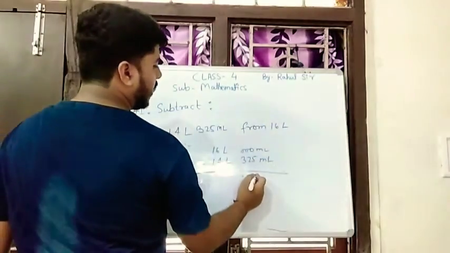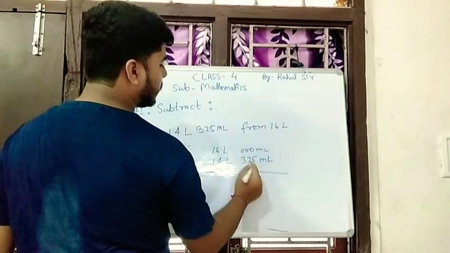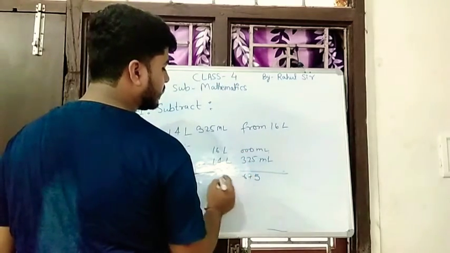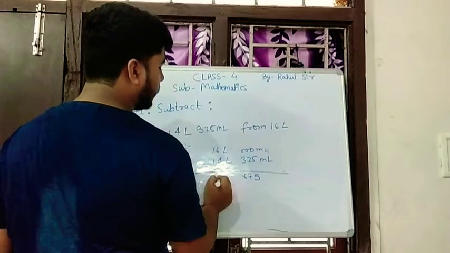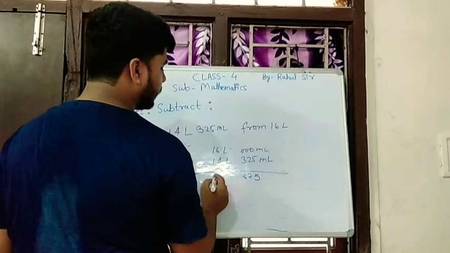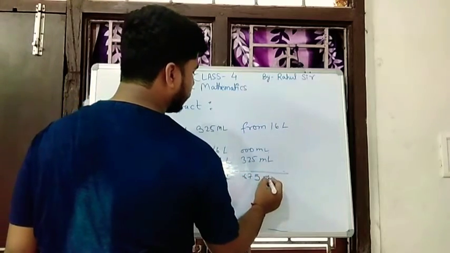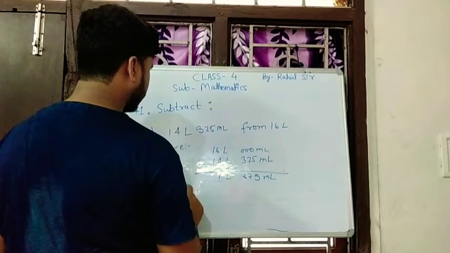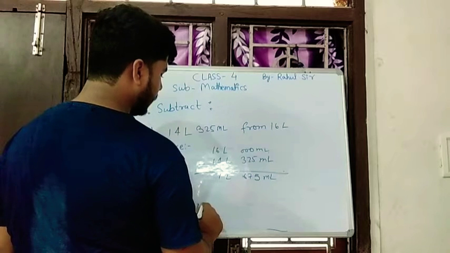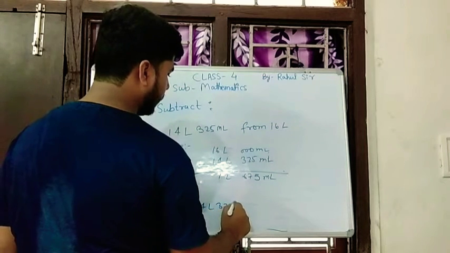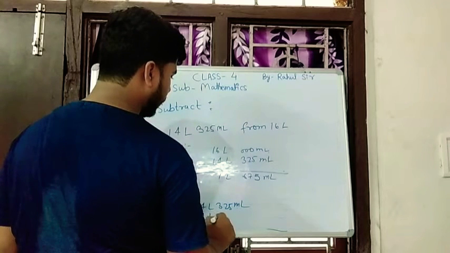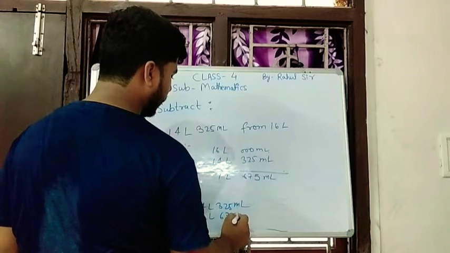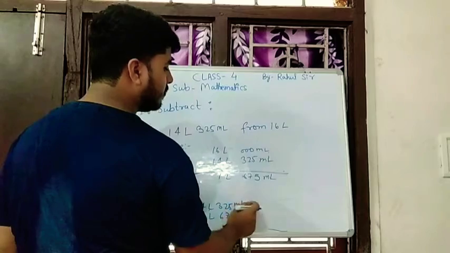Ten minus 5 equal to 5. 9 minus 2 equal to 7. 9 minus 3 equal to 6. 5 minus 4 equal to 1. So 1 L 675 ml. We will check once. Check: 14 L 325 ml plus 1 L 675 ml. L for liter, ml for milliliter.